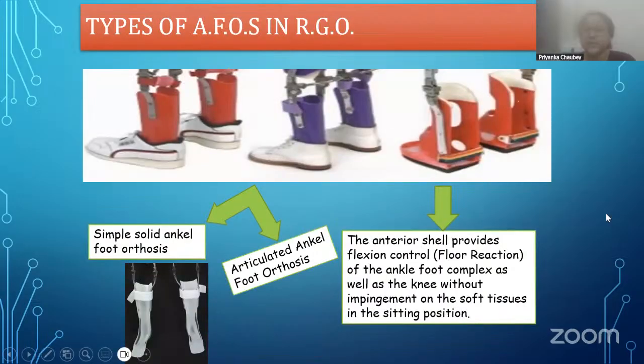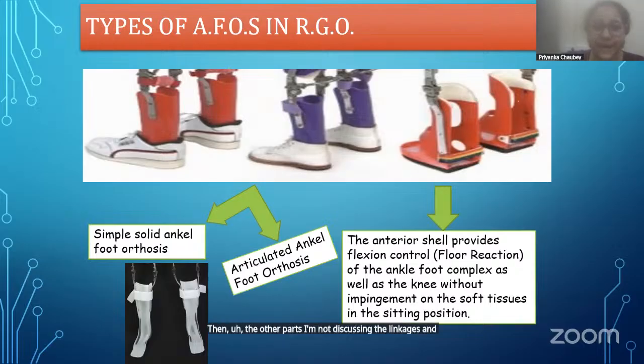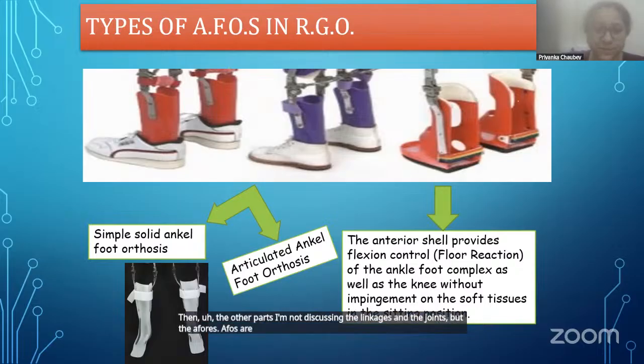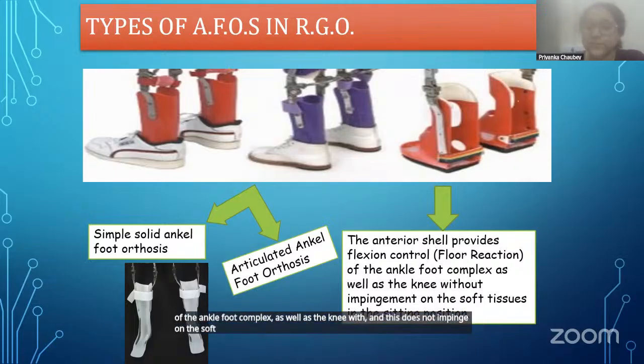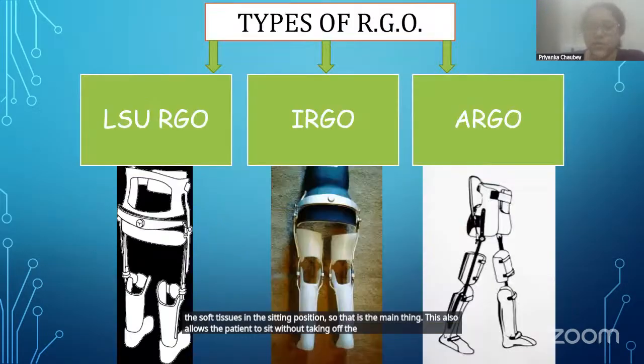Then the other parts. I'm not discussing the linkages and the joints, but the AFOs are also made of smart materials. You can use simple solid AFOs, articulated AFOs, an anterior shell, or ground reaction AFOs of the ankle-foot complex, as well as the knee, and this does not impinge on the soft tissues in the sitting position. That is the main thing. This also allows the patient to sit without taking off the orthosis. So there are many types.